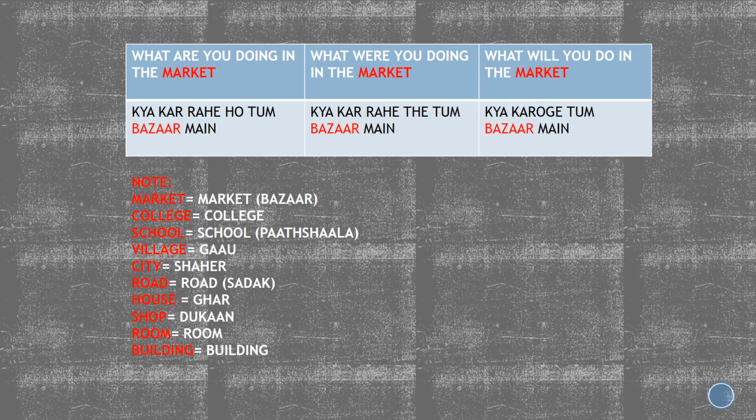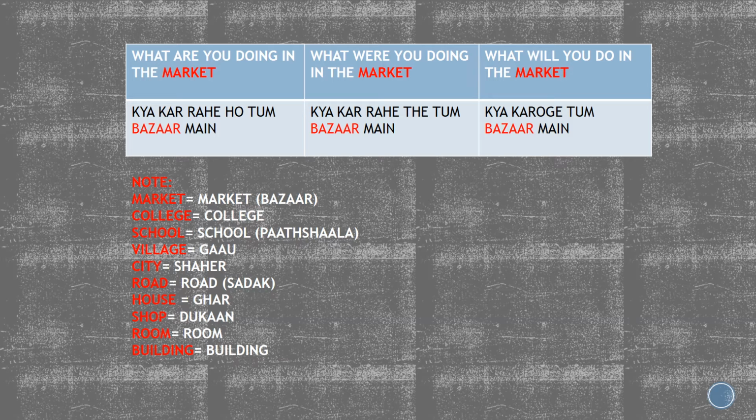Now I've put some note over here. The meaning of market, obviously, is bazaar. So we use either market or bazaar. For college also, there is a Hindi meaning, but we don't use the Hindi meaning of the college. We say college itself. School, as you can see, I've included the Hindi meaning of the school, and it's called Pathshala. So we never say क्या कर रहे हो तुम पाठशाला में. We say क्या कर रहे हो तुम school में.